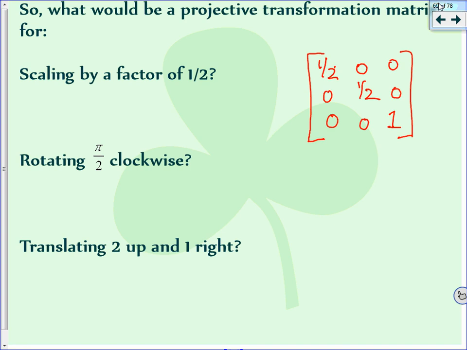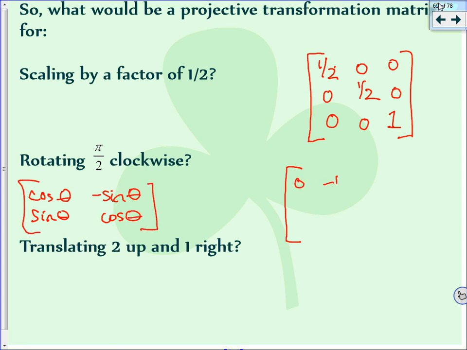Okay, so what would we get for rotating pi over 2 clockwise? Do you guys remember the matrix for that? The 0, 1, -1, 0. Close. Remember, it's cosine, negative sine; sine, cosine. That is A, so it's 0, negative 1, 1, 0. And then you transform it so it's floating 1 unit above the xy plane.